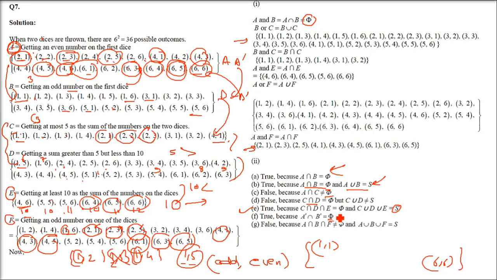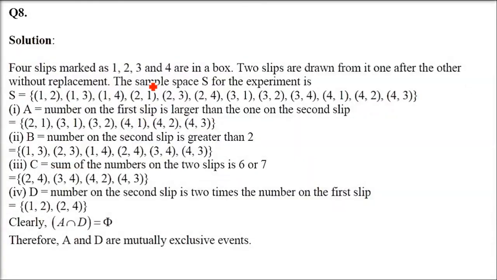What is G? A, B, F are mutually exclusive and exhaustive events. Now this is false, because if you take the intersection of A, B, F, it is going to give you something common. We already did this: when we take A intersection F, we got something common, so it is not equal to phi. But A union B union F is going to give you the sample space. If you take only A and B, their union is going to give you the sample space. So this G is false. The intersection is not phi, but the union is the sample space.